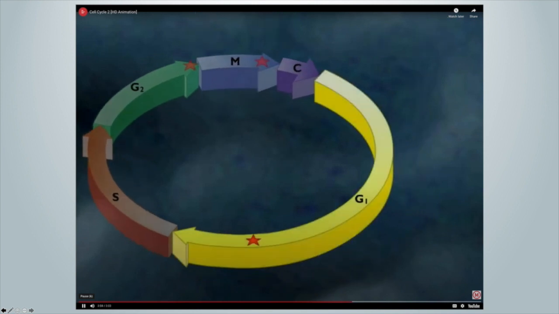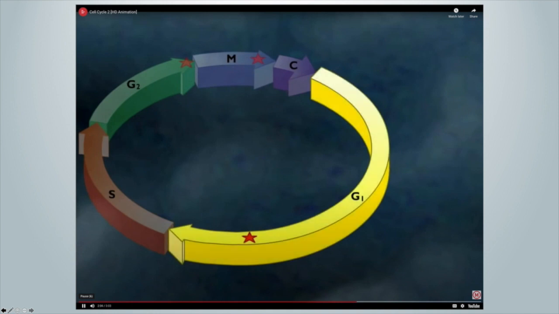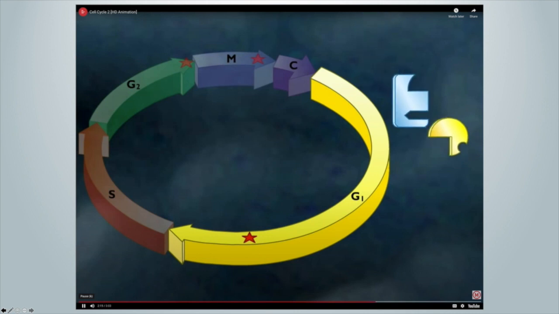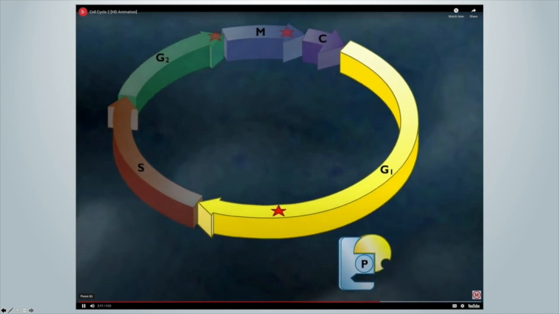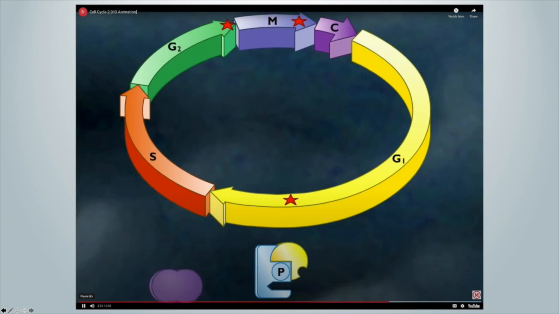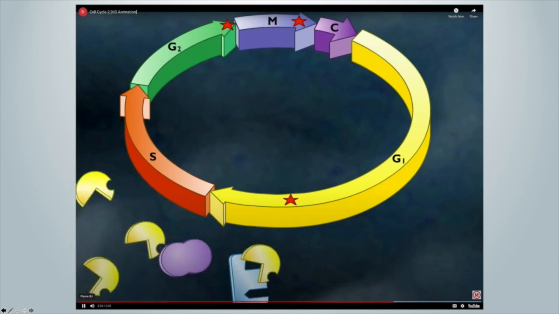The G1 checkpoint is thought to be regulated in a similar fashion. The level of G1 cyclin increases and associates with cyclin-dependent kinase, CDK. Eventually, a threshold ratio that triggers the next round of DNA replication is reached. The cyclin is degraded and the cycle begins again.